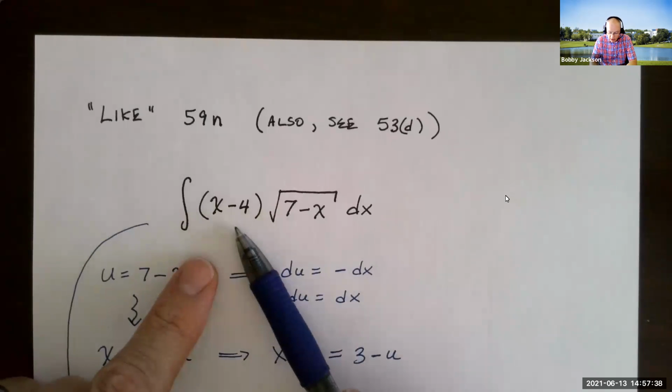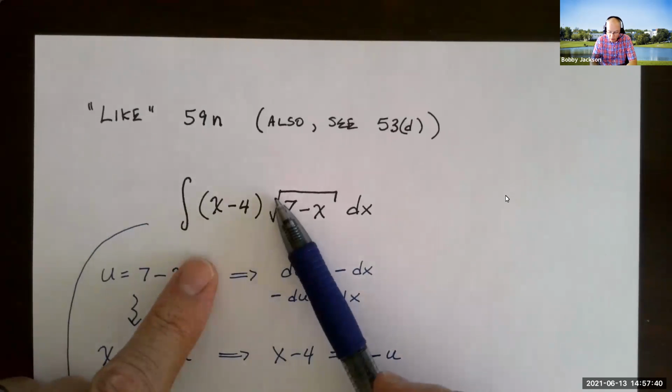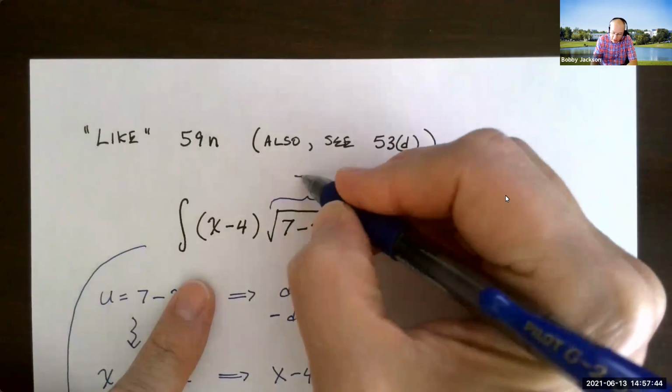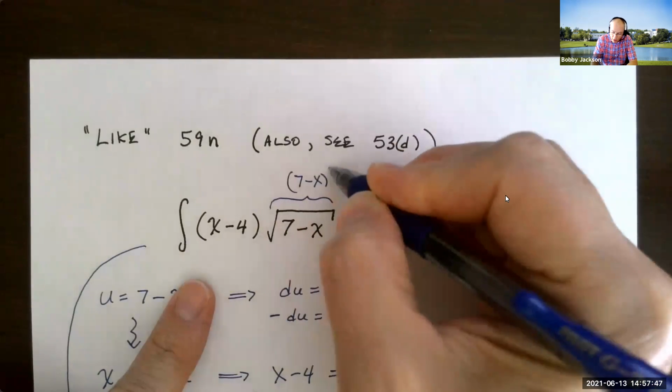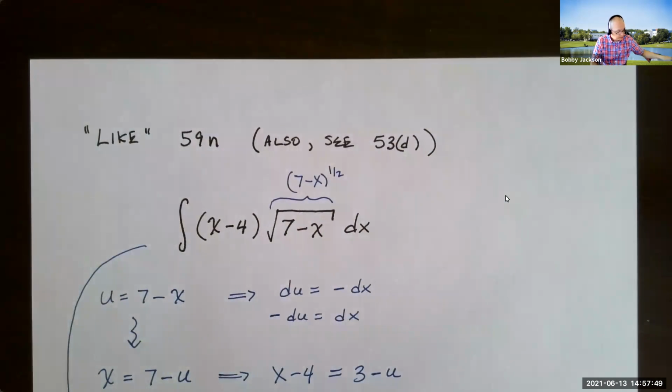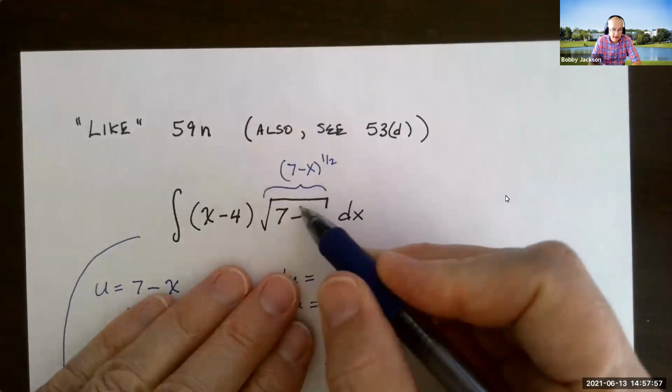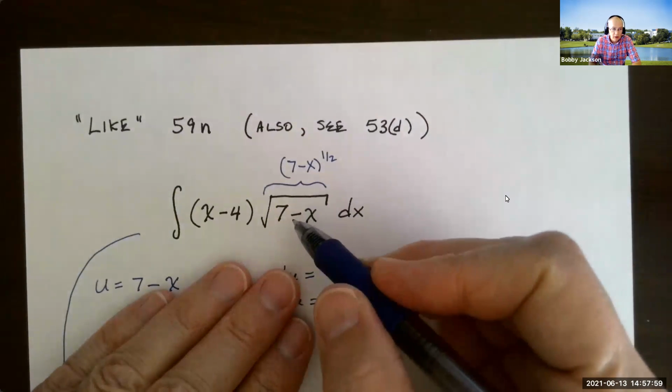I can't like distribute through here, right? Because remember, square root really means what? This is really saying that 7 minus x to the 1/2 power. All right. So we're not going to be able to simplify this algebraically in any way. Okay, so how do we proceed?